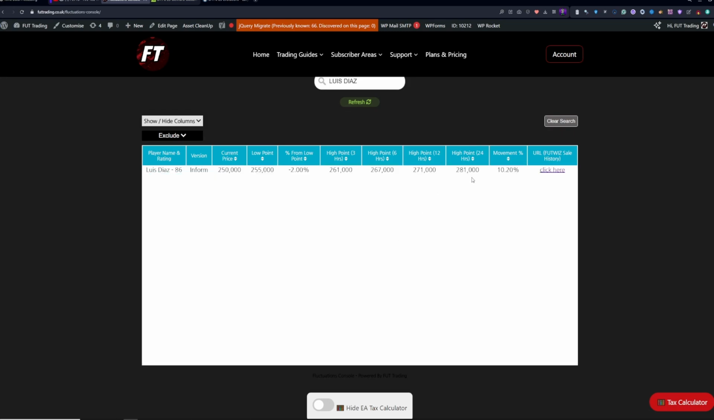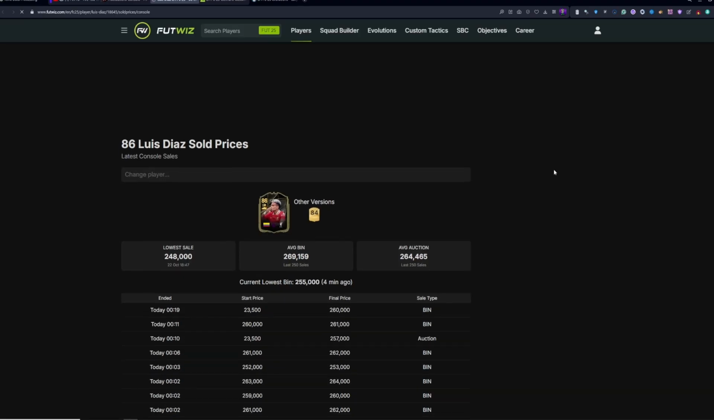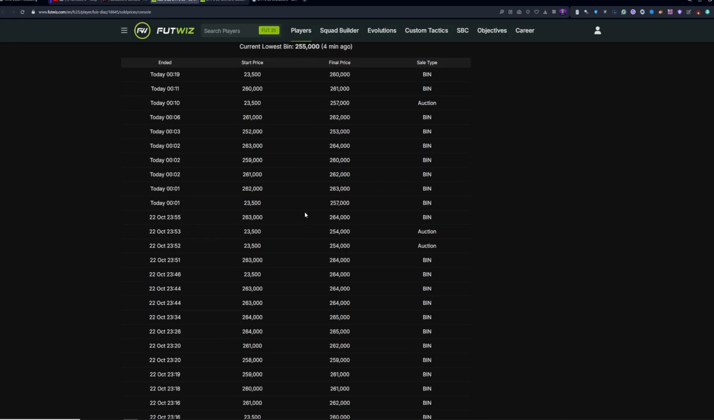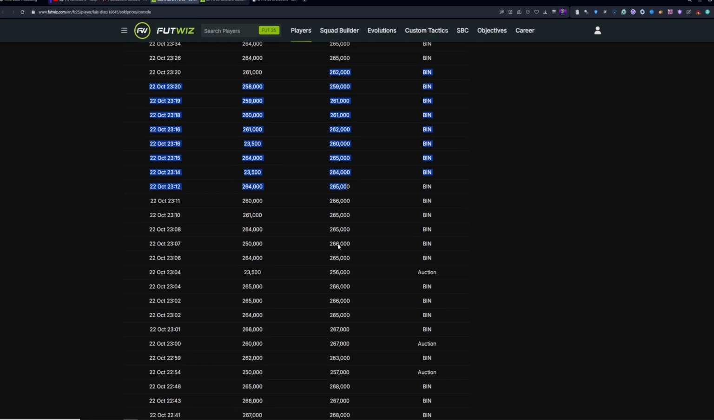So again, to check this, go to the sold prices, clicking on that button there, and you just want to check between these two values, how regularly is it selling between 267 and 271, okay? So you're looking between all these values, and you're seeing how regularly does it sell between them two values, okay?